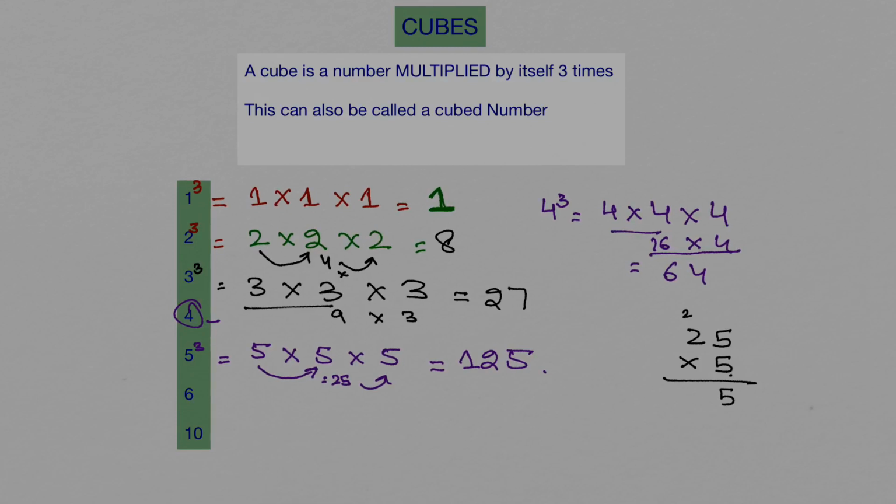2 goes on the top. 5 times 2 is 10. Add 2, 12, 125. So then you write down 125 as the cube of 5. Same goes with 6 and 10. Now I would like you guys to practice it yourself, please, for 6 and 10, the same way we did 1, 2, 3, 4, 5, and then 6 and 10.